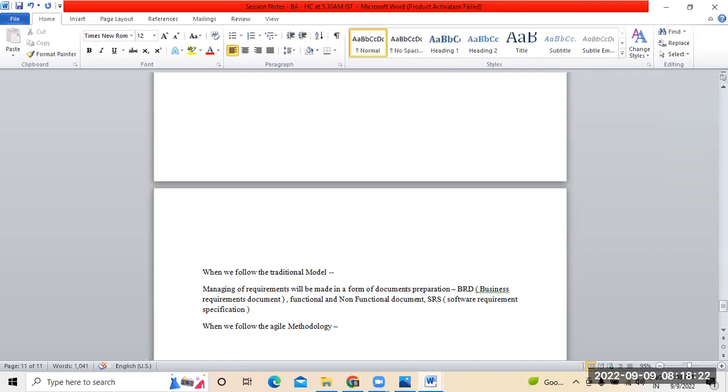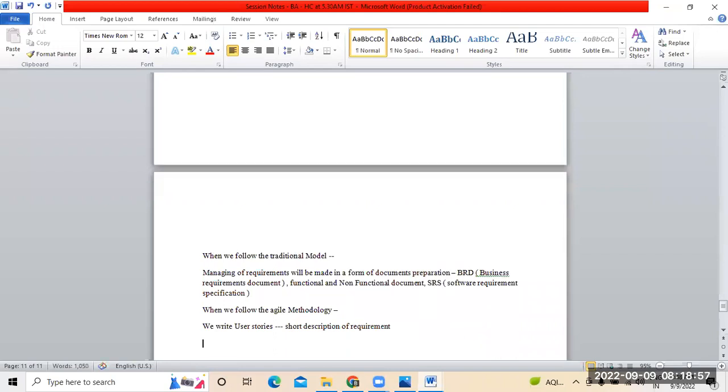In spite of documentation, what do we do? As I mentioned, we write user stories. This is what we do. Writing user stories is what we do in Agile. A user story is nothing but a short description of a requirement. I will show you how to write a user story so that you will understand in some time.